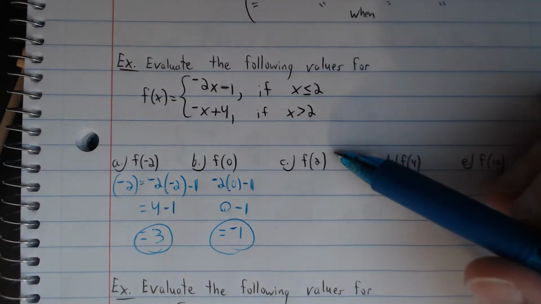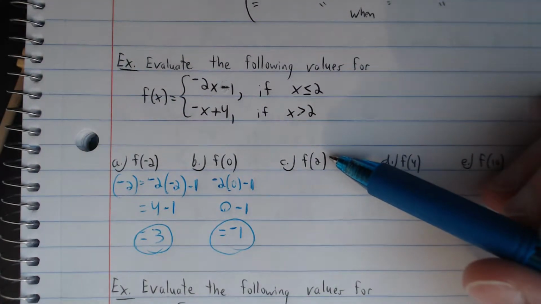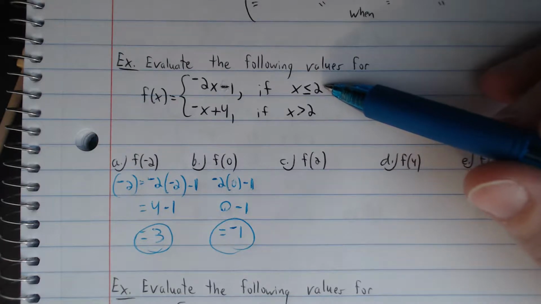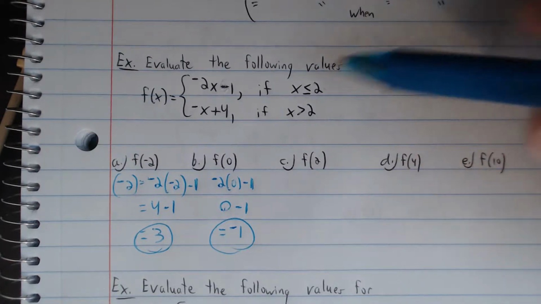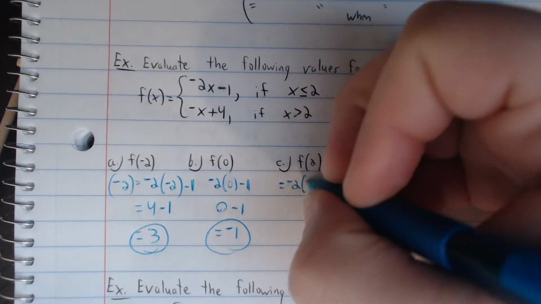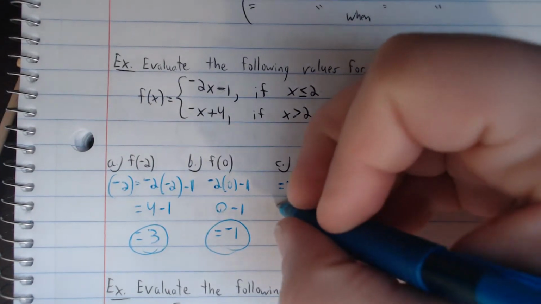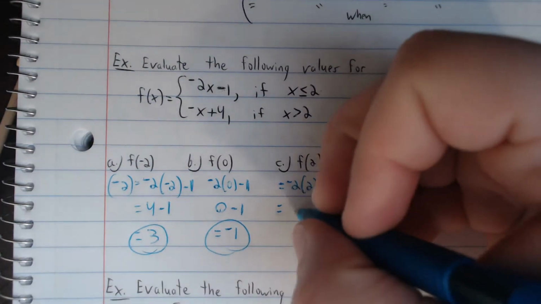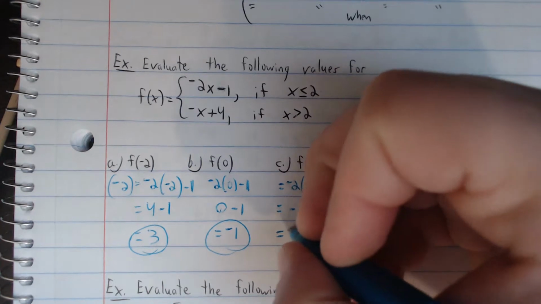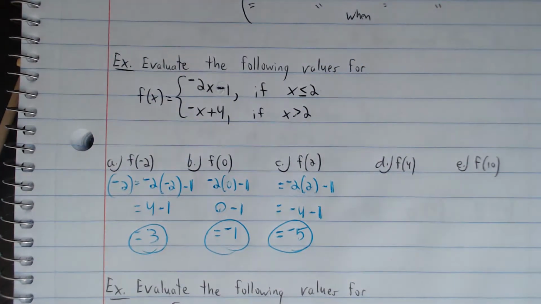Then we get to this example where it says f of 2. Well, here our restriction says that we're allowed to use 2. So we're still using this top function. So here we have negative 2 times 2 minus 1. Negative 2 times 2 is negative 4. And if we subtract 1 from there, we get negative 5.